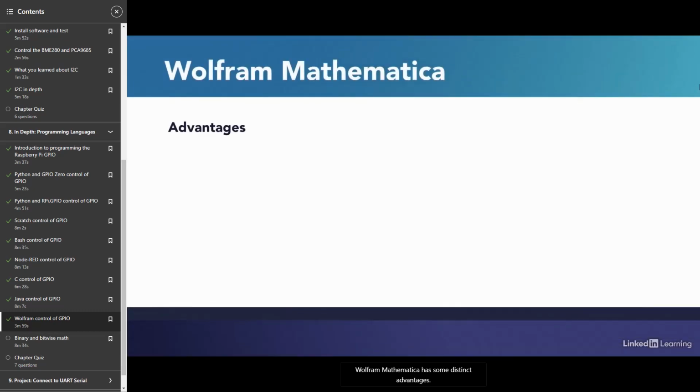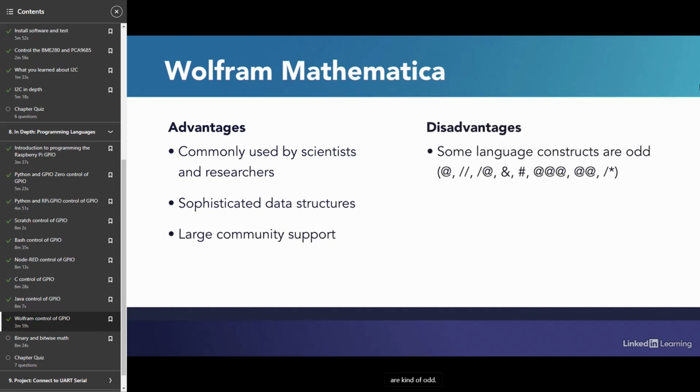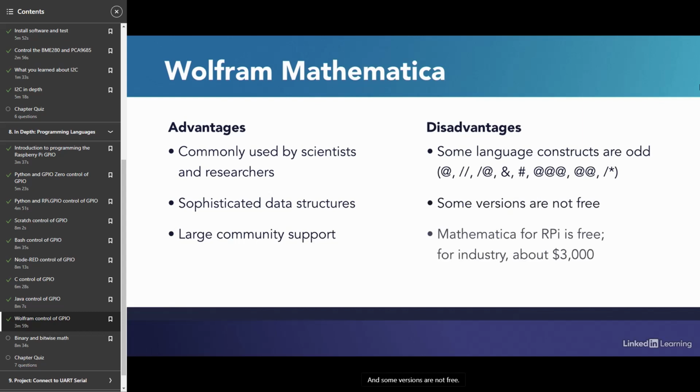Wolfram Mathematica has some distinct advantages. It's commonly used by scientists and researchers. It has sophisticated data structures and large community support. On the disadvantages, some language constructs are kind of odd, and some versions are not free. Mathematica for Raspberry Pi is free, but for the industry, it's almost $3,000 a seat.